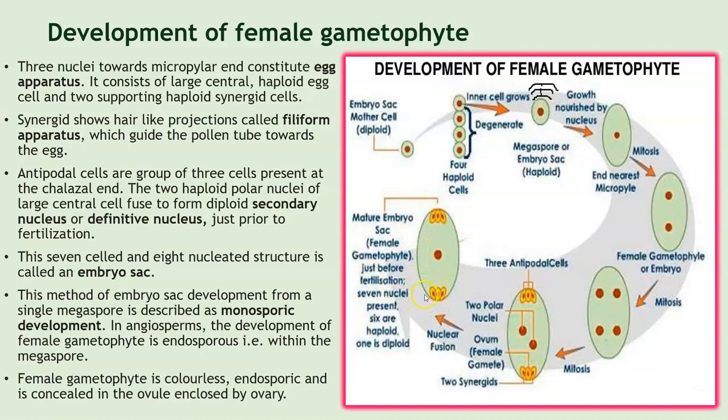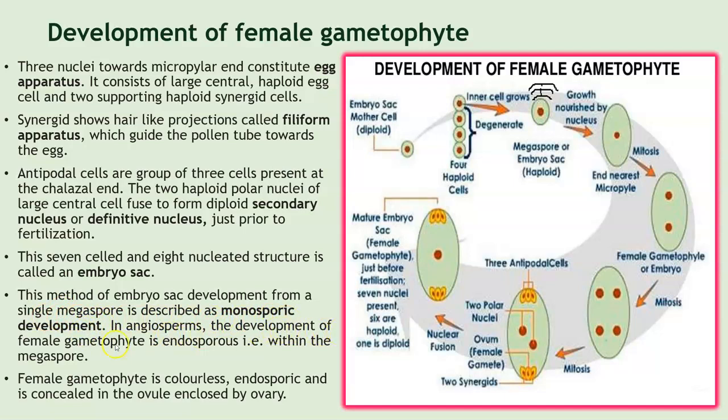So what do you have here? We have a total of 7 cells present here: 1, 2, 3, 4, 5, 6, 7, and we have 8 nuclei: 1, 2, 3, 4, 5, 6, 7, 8. That is the 2 in the center and 3 at each end, which form your embryo sac. This method of embryo sac development from a single megaspore is described as monosporic development.